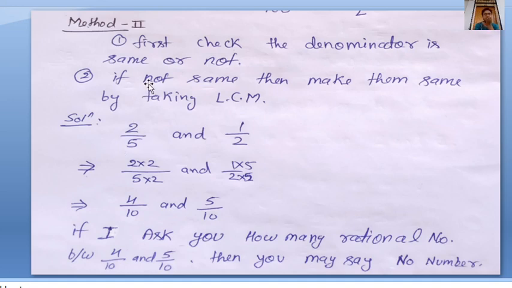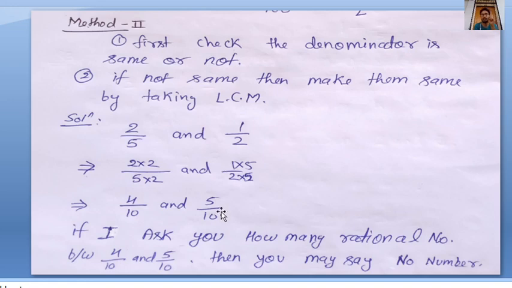Here you see that the denominators are not the same, so you take the LCM of 5 and 2. What is the LCM of 5 and 2? It is 10. So this 5 you have to convert into 10. How can you convert? It should be multiplied by 2. Similarly, this 2 you want to convert into 10, so it should be multiplied by 5. Numerator and denominator both you multiply, here by 2 and here by 5. After that you will get 4 upon 10 and 5 upon 10.